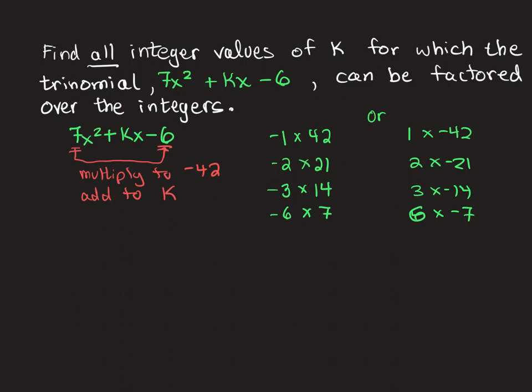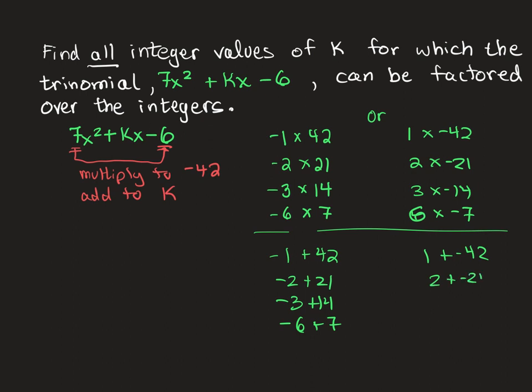Now, all we have to do is figure out what each of those add to. Oh, sorry, I shouldn't put an equal sign there. I would really have to change all the multiply signs, so let's rewrite that. So now we're going to write it as negative 1 plus positive 42, negative 2 plus 21. Let me just get that written down because you get the idea. And over here, 1 plus negative 42, 2 plus negative 21, etc. And then we are going to add all of those together, and those 8 answers will be what we're looking for.